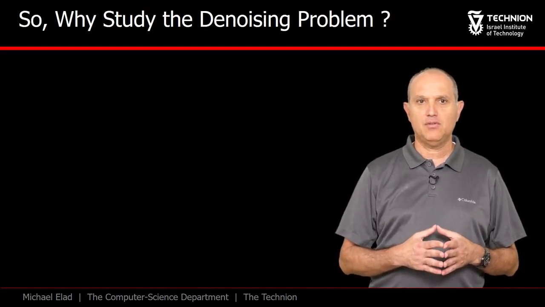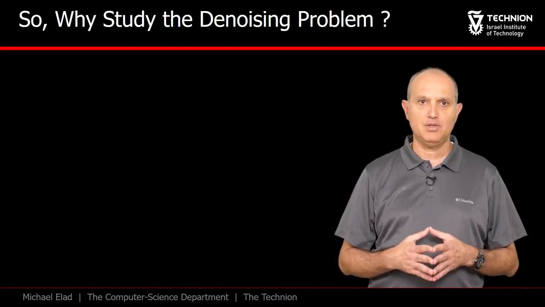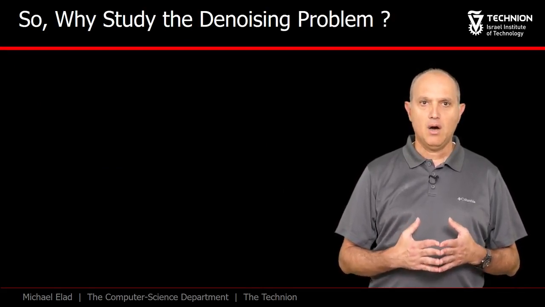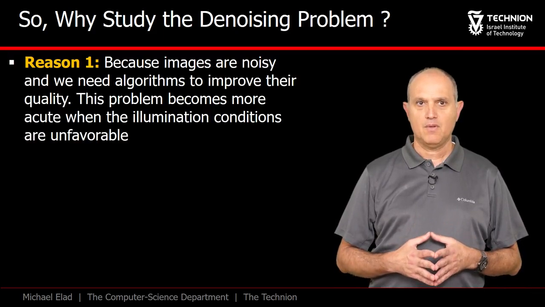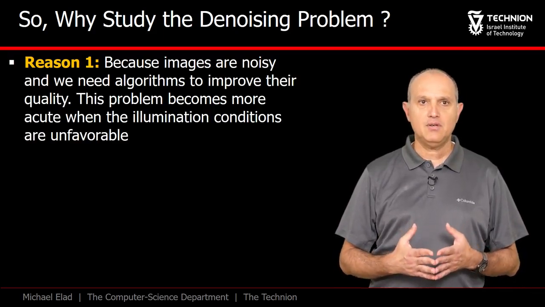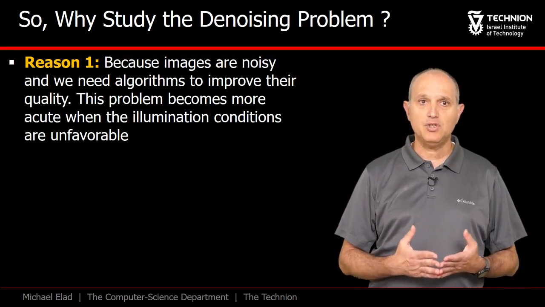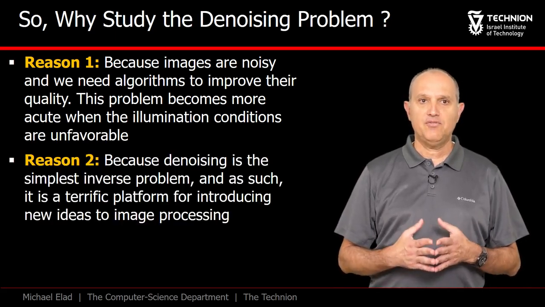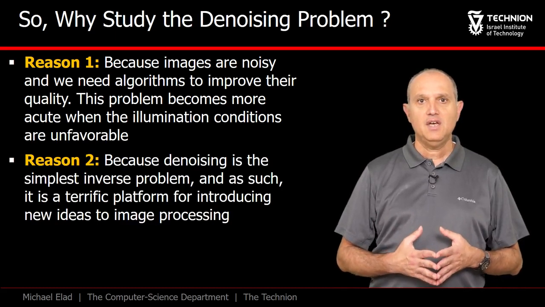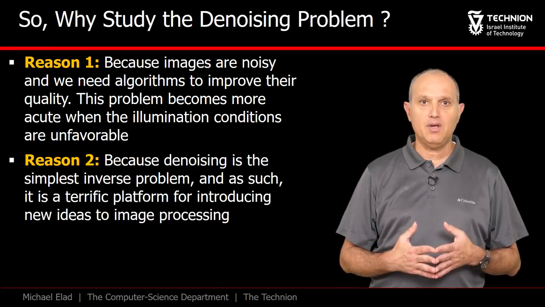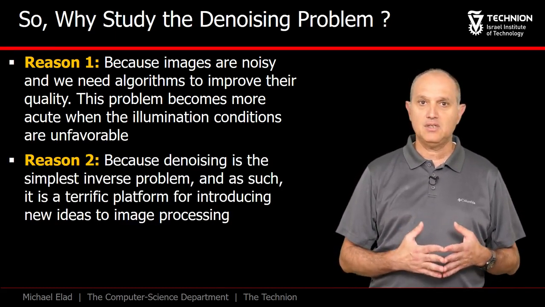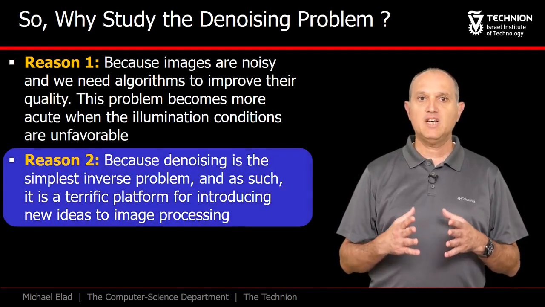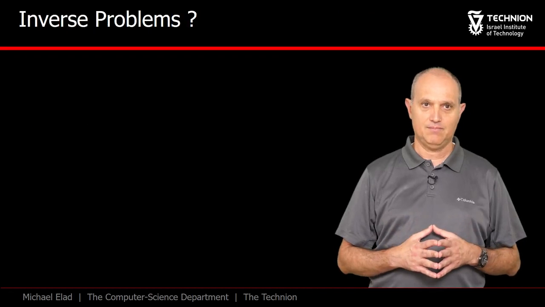So now that we have resolved the decision about the noise being Gaussian, we come back to the main track of the discussion. Why are we studying this problem? The first and the prime reason is the fact that in many situations images are noisy and we need to fix them. A second reason to invest in denoising is the fact that it is a terrific platform for exploring ideas in image processing, since it is the simplest possible inverse problem. Let's briefly explain what we mean by that.